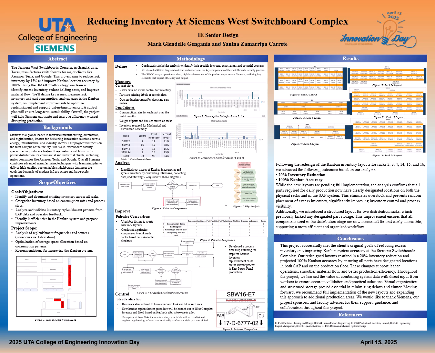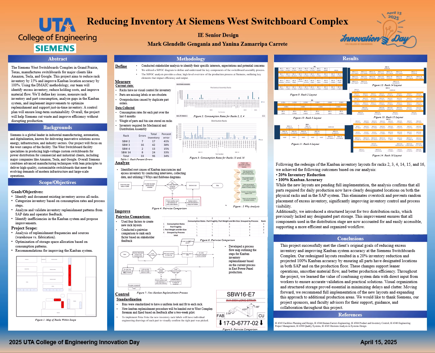Lastly, in our methodology, we did control, which was focused on standardization, where we made sure all of the bins were standardized to create a uniform look and fit each rack exactly. Next, the new Kanban replenishment procedure will be handed out to the West Complex foreman and fixed based on feedback after a 2-week pilot. To implement Poka-Yoke, the new inventory rack labels will have individual engineering drawings of each part to visually confirm the right part was picked, as seen in figure 8.